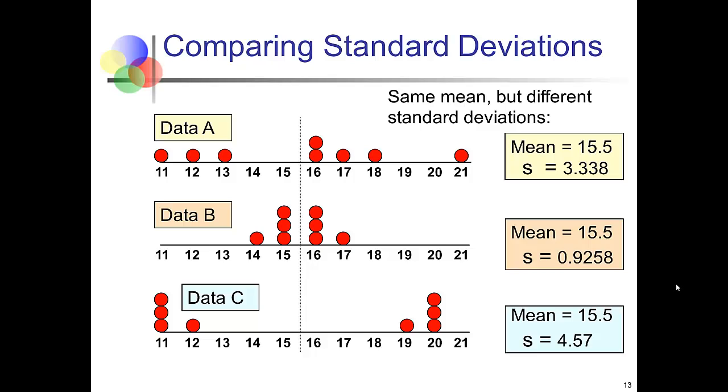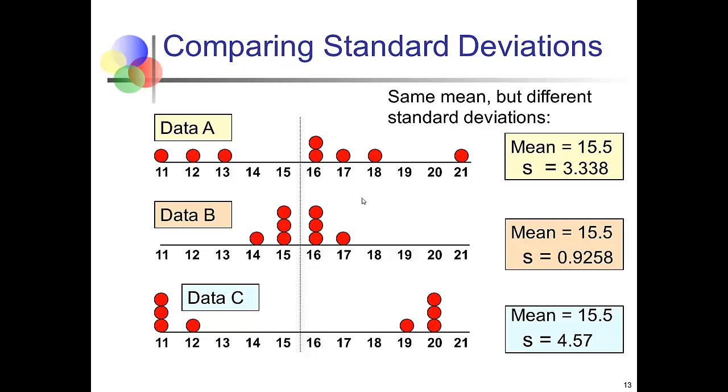Okay, standard deviation is one of those measures that can seem a little bit confusing or nebulous. What is this thing all about? So I wanted to use a picture here to help us start to get a sense of what different values of the standard deviation would tell us. So we've got 3 different data sets here. Each data set has a mean of 15.5. So we're comparing data sets with the same mean, but each of these has a different standard deviation. So you can see data set A has a standard deviation of 3.338, B has a standard deviation of 0.9258, and C has a standard deviation of 4.57.